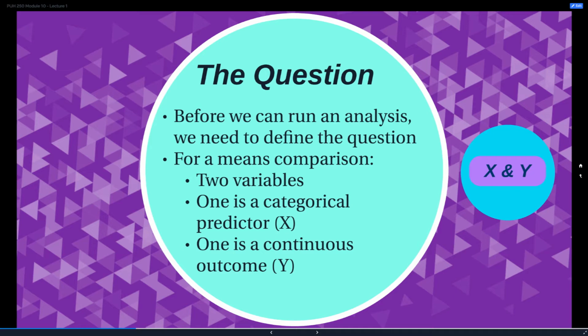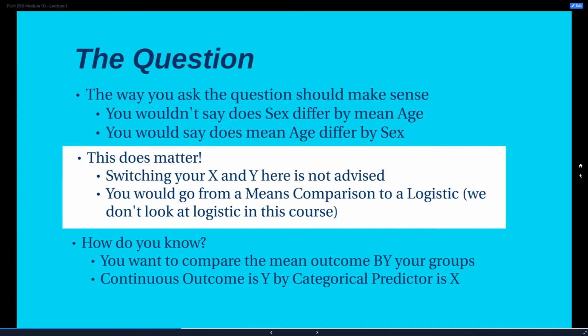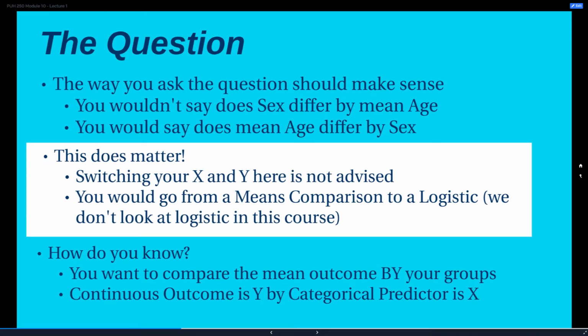So age is an example of a continuous variable. Systolic blood pressure is an example. Weight could be a continuous variable. Time it takes to walk 25 feet could be a continuous variable. So let's look a little bit closer here at our X and our Y and how we would state the question. Remember, there are multiple ways to state the questions that are associated with hypotheses, and the way that you ask the question should make sense.